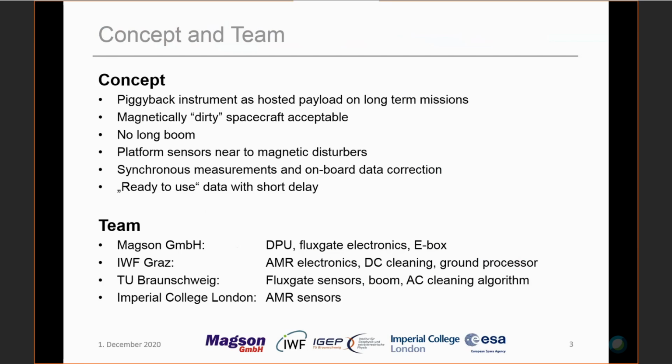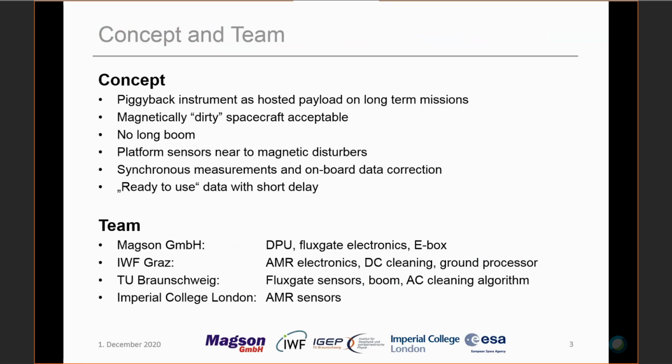The measurement data will be corrected on board with the help of the data of the 2 platform sensors, so that we have data available in a very short time. So we speak about minutes that we have corrected data on ground.